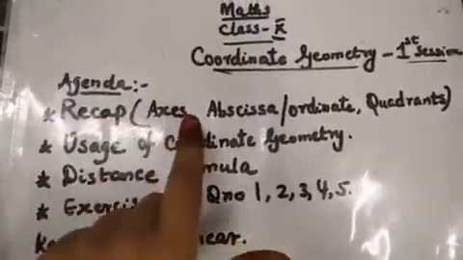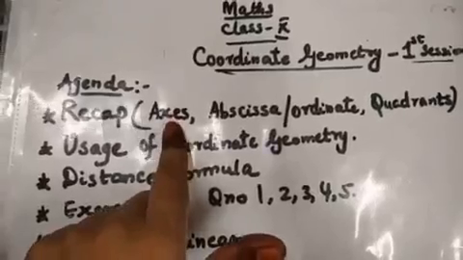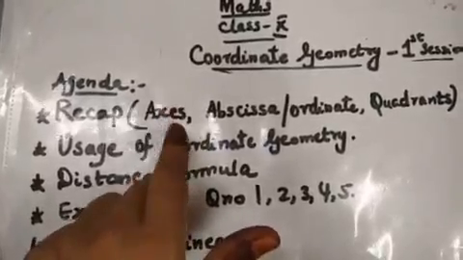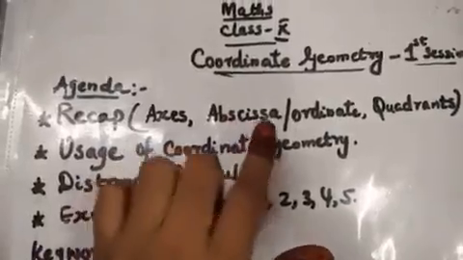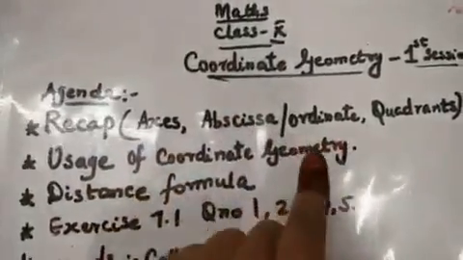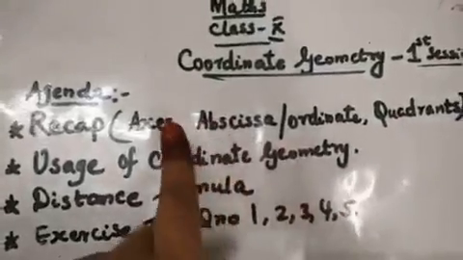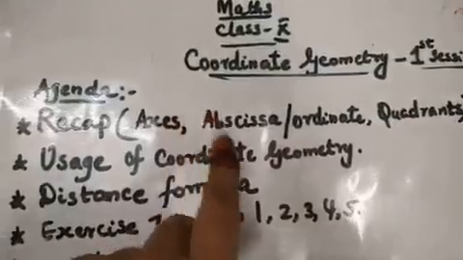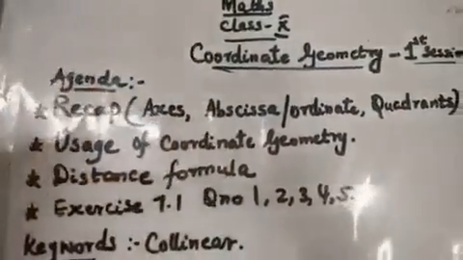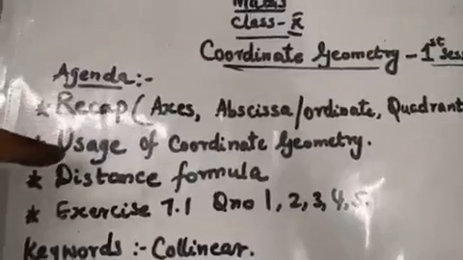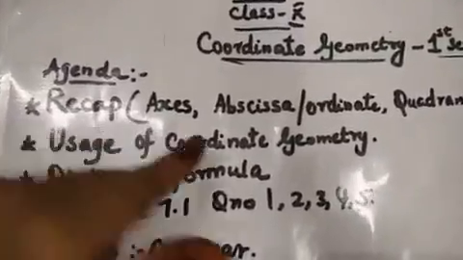In this we will be discussing how many axes are there, like x-axis and y-axis, and the other names being used for them, abscissa and ordinate. We'll be seeing how many quadrants are there, and we'll be discussing in the recap how to locate a point, how to describe the position of a point. After describing everything, we will be seeing what is the real life usage of coordinate geometry.